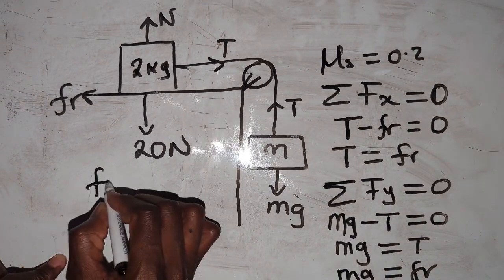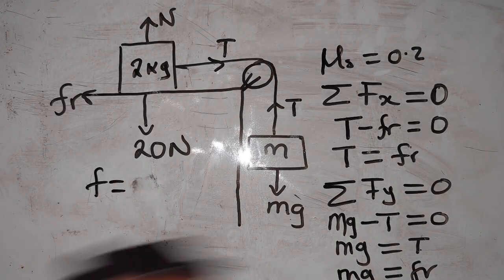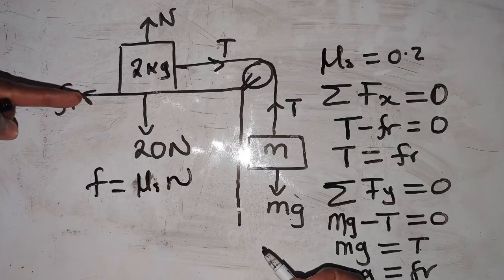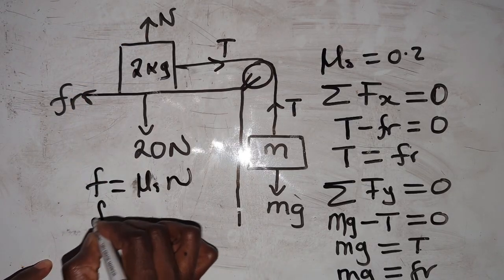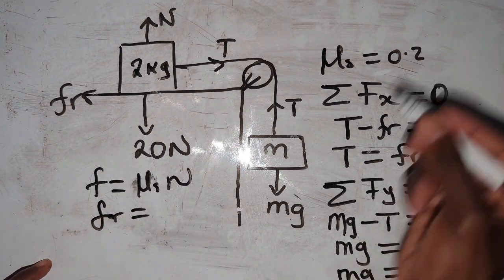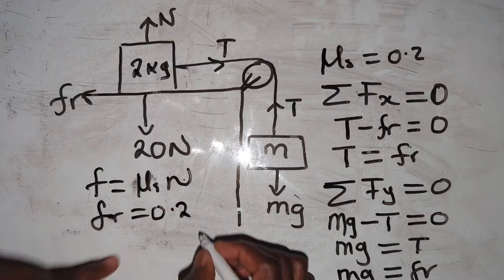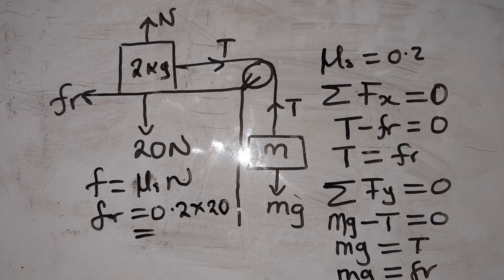We know that friction force is equal to the coefficient of static friction, which is mu s, multiplied by the normal force. So since this object is on the horizontal surface, we expect the normal force to be equal to the weight force itself, meaning that friction force is going to be equal to 0.2, and then the normal force, we said normal and the weight force are just the same, say 20. When you punch this on a calculator, you get something like this.